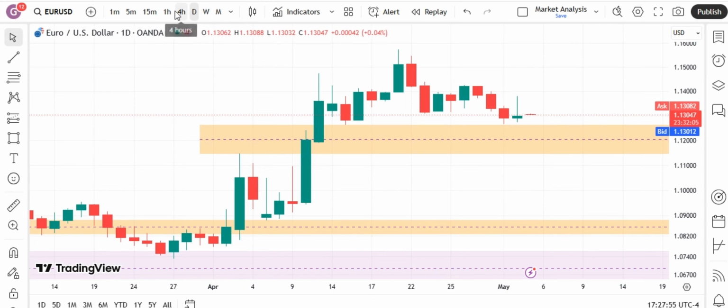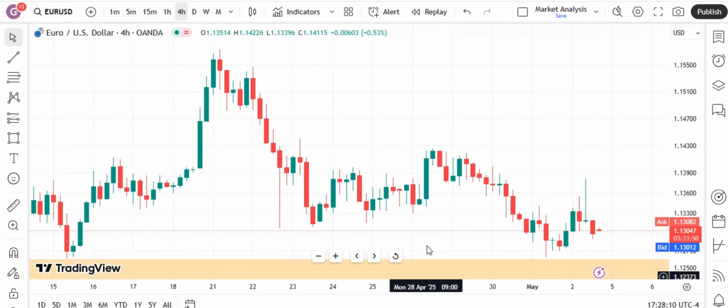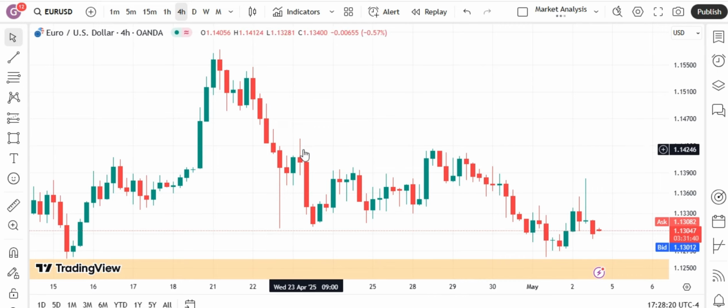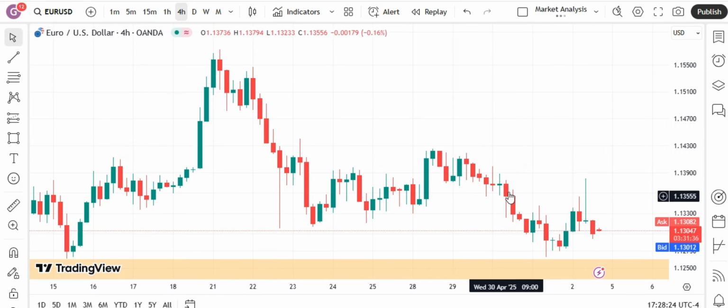Okay, 4 hour time frame. What do we have? This was that Monday movement up. I traded this on Monday, and then we got to this point, 50% of this week here inside this inversion FVG.